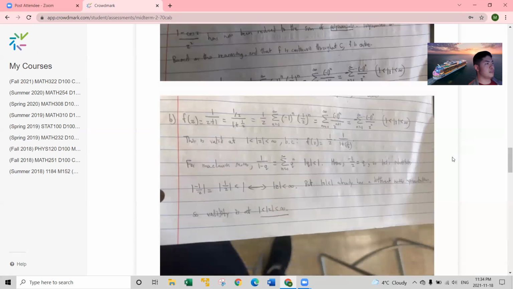So part B. f of z is equal to 1 over 1 plus z. That's the way they did it. I just said it's 1 over z plus 1, it's the same thing. I'm going to divide both the numerator and denominator by z, so you get this. Then that's 1 over z, and then you get this series: negative 1 to the power of n, 1 over z to the power of n, and then negative 1 to the power of n times z to the power of n plus 1, starting at n equals 0.